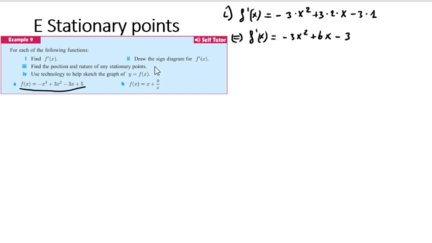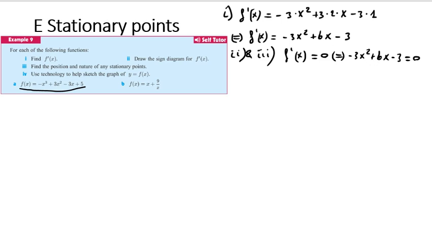So then we have to draw the sign diagram or sign table of the derivative function. And we also have to find the position and nature of any stationary points. So we're going to do those two parts together, ii and iii. To find the stationary point, we have to equate the derivative of the function to 0. So the derivative must be equal to 0 where we have the stationary point. In other words, minus 3x to the power of 2 plus 6x minus 3 must be equal to 0.